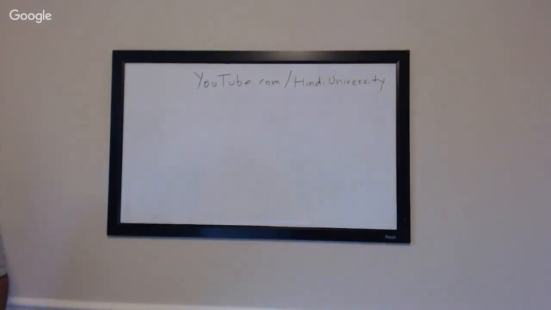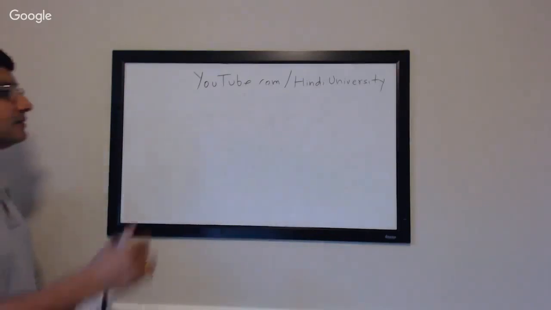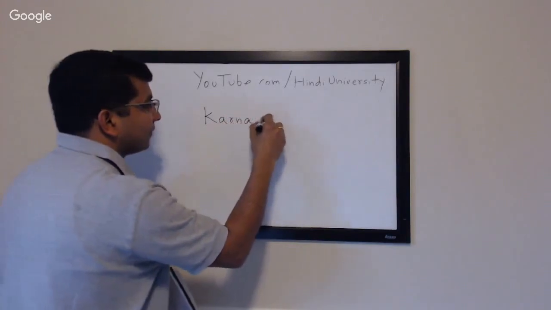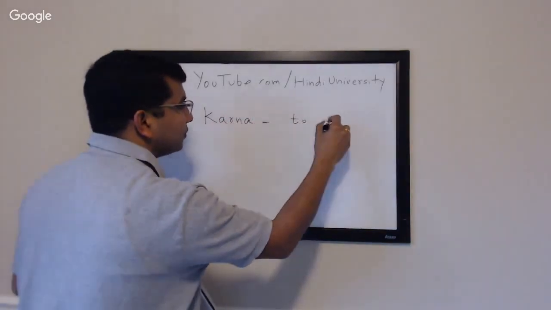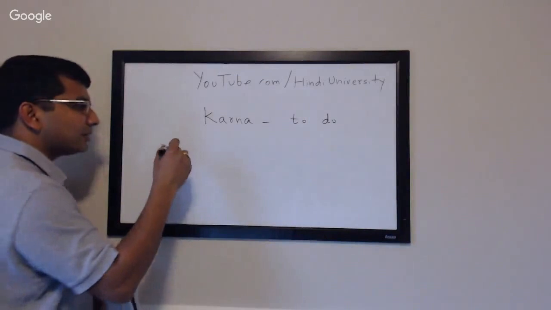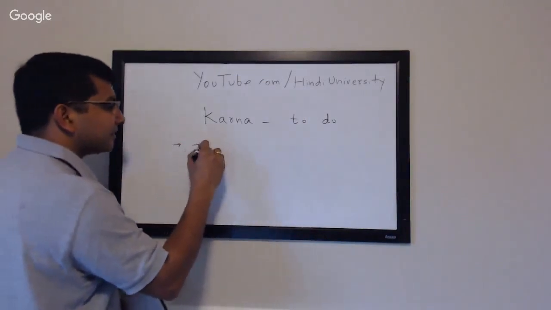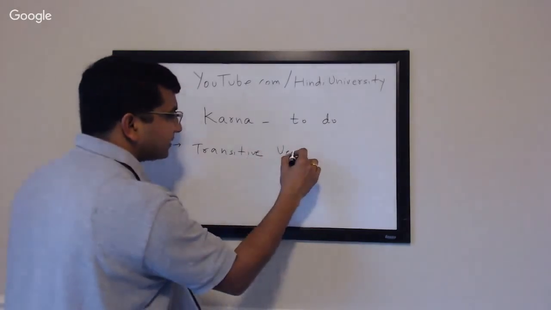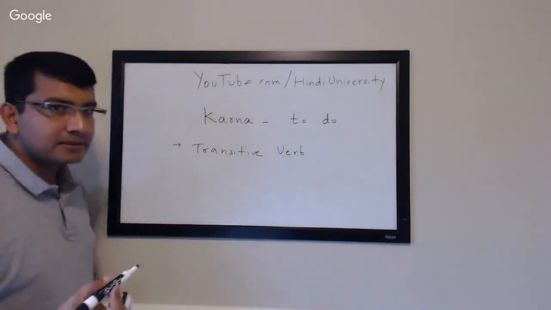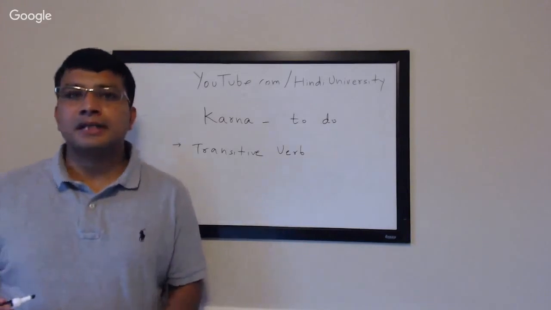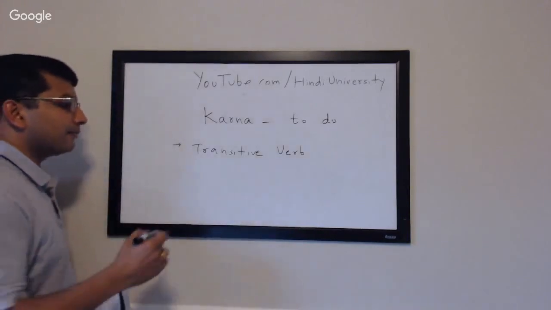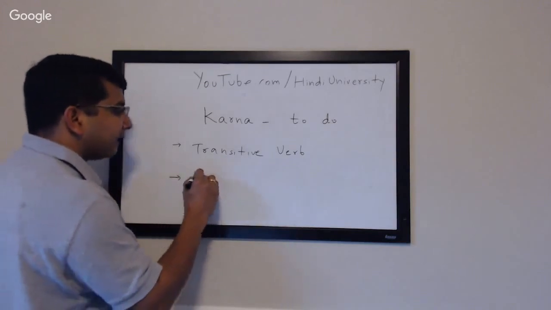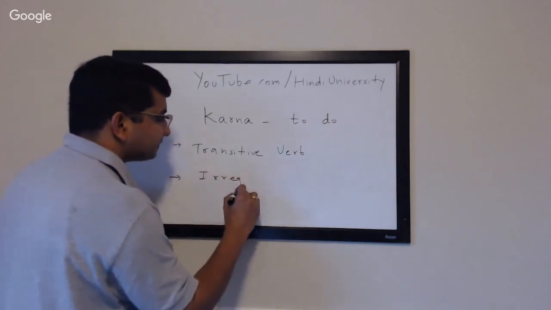Okay, so as I said, the word for today is karna, and it means to do. There are many things about this particular verb. First, it's a transitive verb. What that means is whenever you're using it in a sentence, an object is receiving the action. That's the first thing about this verb. Second thing, it's an irregular verb.